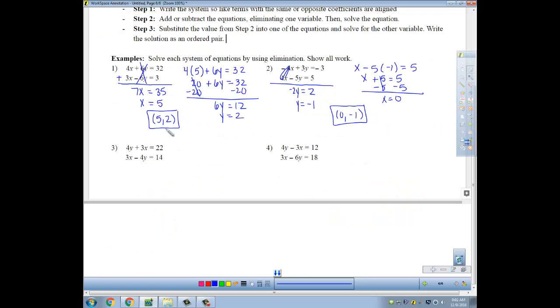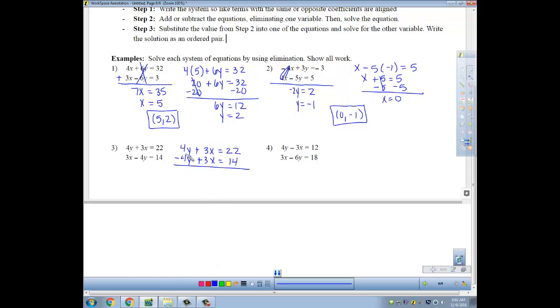Okay, number 3, again looking for same number but different signs. If I look at my x's, they have the same number but not different signs. So I'm going to use my y's. Now they're not lined up, so I'm going to line them up. So I'm going to rewrite the first equation. And then when I write the second equation, I'm going to line up my like terms. So that was a negative 4y, so negative 4y. That is a positive 3x, so positive 3x equals 14.